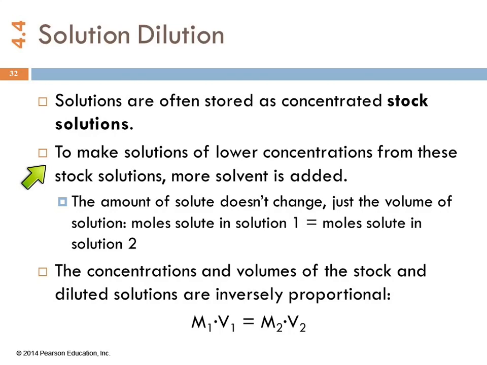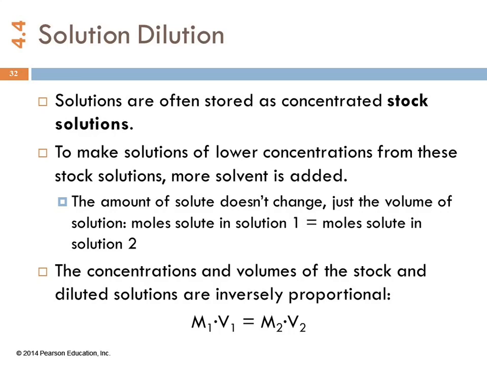And this is the same idea as making orange juice from the frozen concentrate. We add more solvent. With the orange juice, the solvent's going to be water. Many of these solutions that we use in the chemistry lab, the solvent is water, but not always. What's important to remember is the amount of solute, the stuff dissolved in the solution, does not change when you dilute a solution. Think about that can of orange juice.